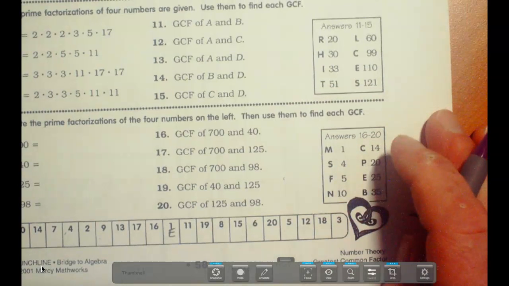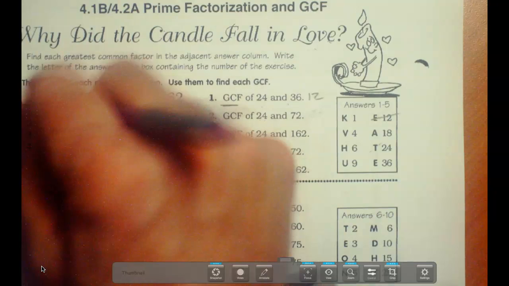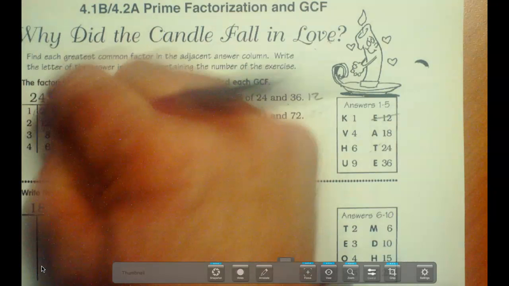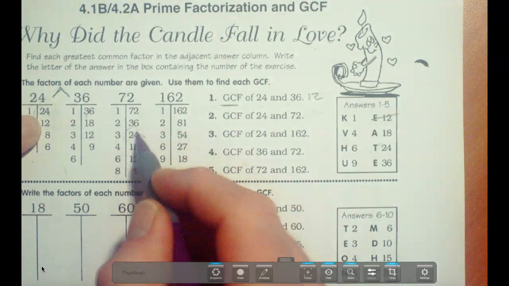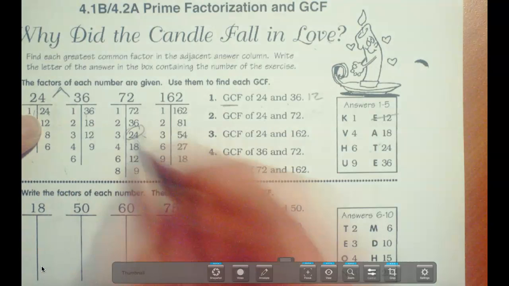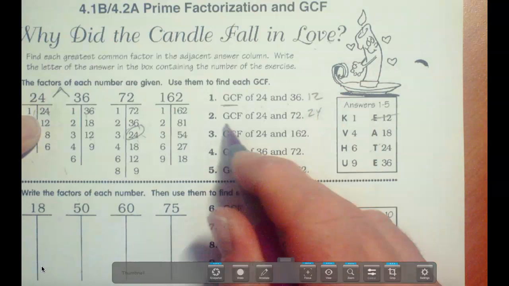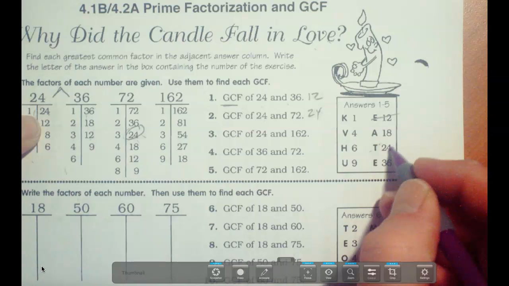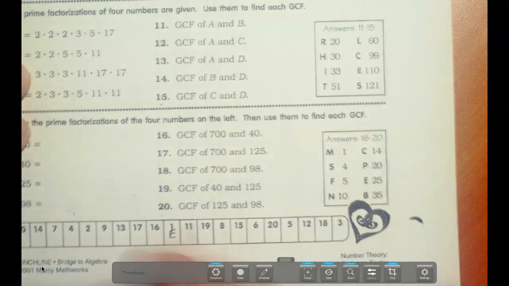Okay. So for number 2, what's the greatest common factor of 24 and 72? Erase this stuff here. Well, again, we're going to stay with 24. Look at 24. The largest factor is 24. Is that a factor of 72? And yes, it is. So 24 is the answer. So we look, and for number 2, we find 24 over here. But for number 2, we're going to put in a T right here.